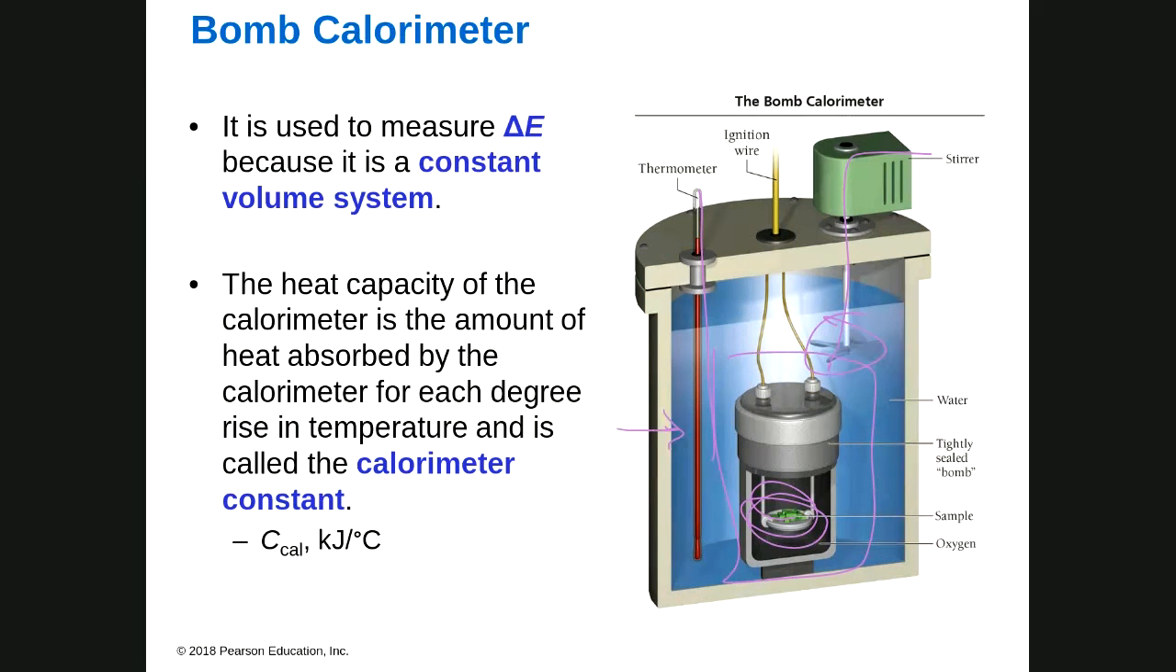Then you measure the change in temperature of the water. Remember, heat capacity is how much heat is absorbed by the calorimeter for every degree you rise in temperature. So you get something called the calorimeter constant, which is in kilojoules per degree C. You know what constants do? They just help us cancel units out, right? So for every 1 degree C change in temperature, you get 1 kilojoule of energy. That's the relationship.